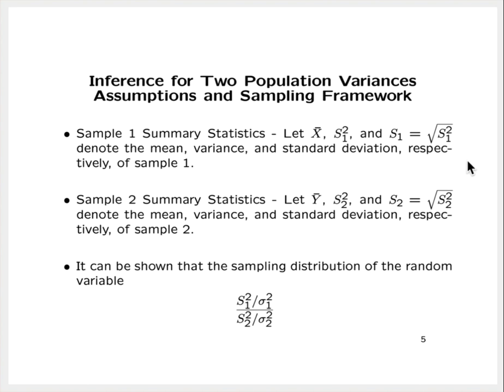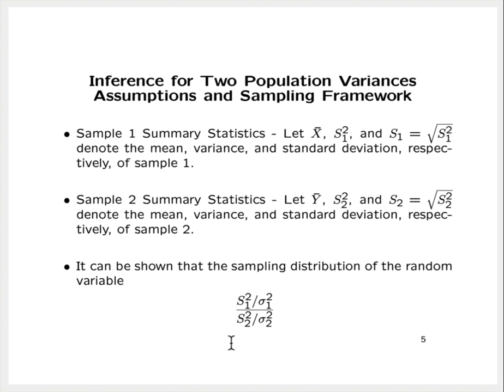All right, and then for each of the two samples, we can calculate summary statistics. We'll let x bar, s1 squared, and s1 denote the mean, the variance, and the standard deviation, respectively, of sample 1. And then we'll let y bar, s2 squared, and s2 denote the mean, the variance, and the standard deviation, respectively, of sample 2.